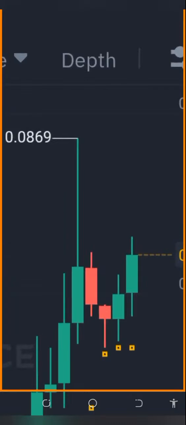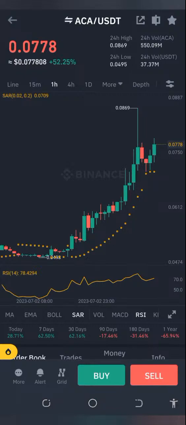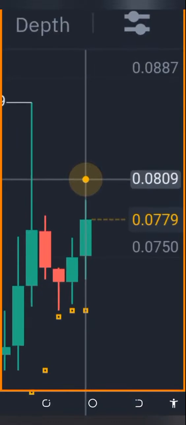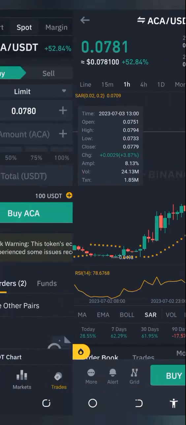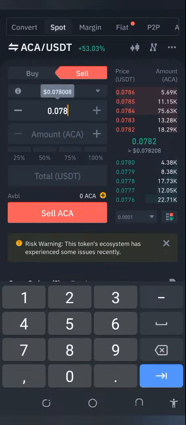It got to 86. Okay, let's not be that outrageous, but maybe somewhere on top of here, right? So let's see what that gives us. Okay, 0.809. All right, let's get into it. So we put in the sell, and then we put in 0.7809. Is that 0.809?